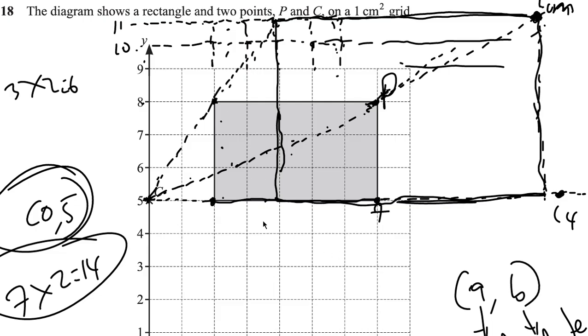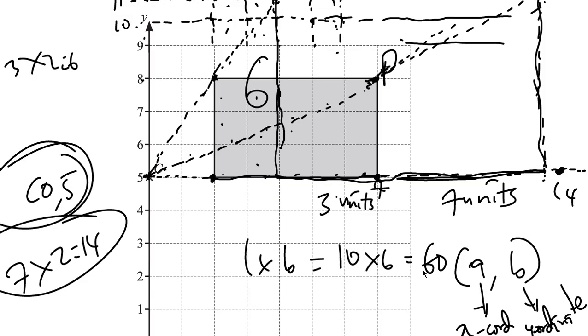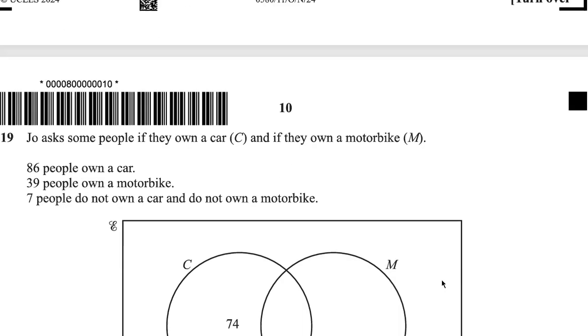The distance between here and here, because you can see 1, 2, 3, and then it's scaled up by a factor of 2. So we now need another 3, right? So that's 4, 5, 6. So here is 6, right? And then where we have 1, 2, 3, that's 3 units. And then from 7 to 14, we have another 7 units. So 3 units plus 7 units is 10 units. Then 10 times 6, which is the length times the breadth, is 60. So that implies that the area of the enlarged rectangle is 60 cm squared.